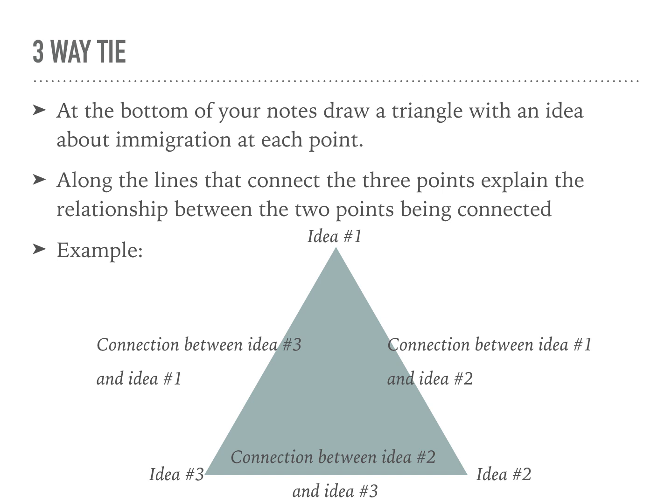The last thing you're going to do on the bottom of your notes, now that you have gone more into immigration, is complete the three-way tie. So at the bottom of your notes, you're going to draw a triangle like the one here on the slide with an idea about immigration at each point. And then along the lines that connect the three points, you're going to explain the relationship between those two points being connected. So if you just follow the example below with how I labeled it, you should be able to complete the three-way tie with no problem, and then we will discuss it tomorrow in class.